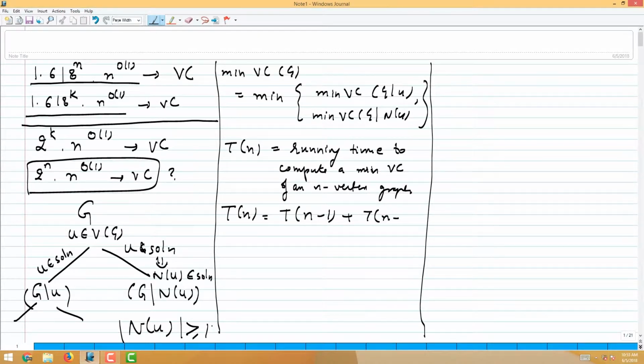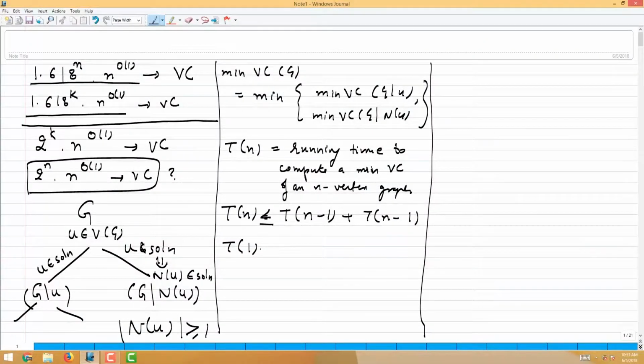So we know this recurrence is T(n) is at most T(n-1) plus T(n-1) at least, because the neighborhood of u will be at least 1, right? So this is the recurrence that you get, and when you solve this recurrence, what do you get? What will be the value of T(n) now? Okay, I have to tell a base case first of all, sorry. So this is the recurrence. What is the base case?